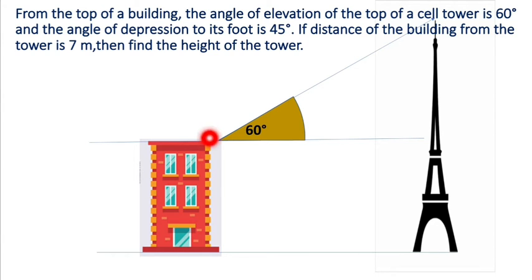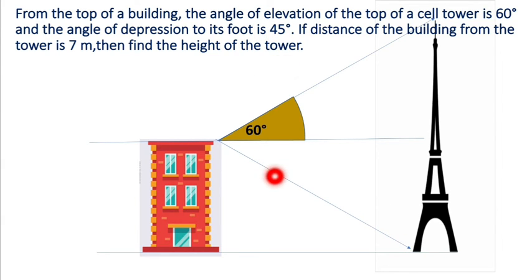And from the top of the building, here we are observing the foot of the tower. So from here we get the line of sight like this. From the top of the building we are observing the foot of that cell tower. Here the angle of depression is 45 degrees.